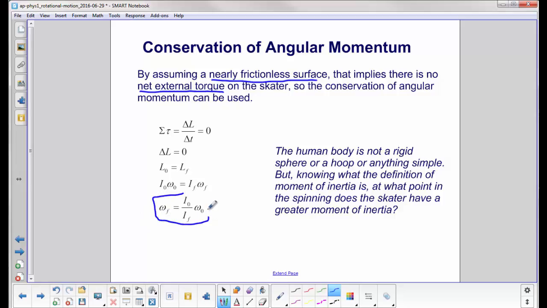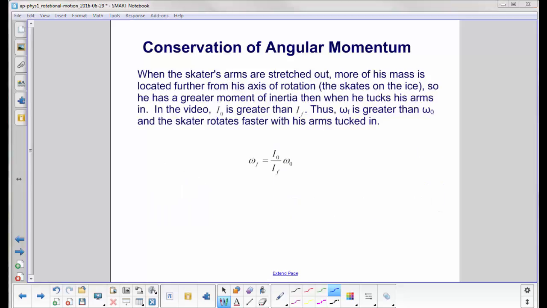and then we solve here for your final angular velocity. Now, the human body is not a rigid sphere or a hoop or anything simple. But going back to the definition of moment of inertia, at what point in the spinning, whether the skater has his arms out far away or pulls them in tight, does the skater have a greater moment of inertia? When the skater's arms are stretched out, more of his mass is located further from his axis of rotation. The skater's on the ice.